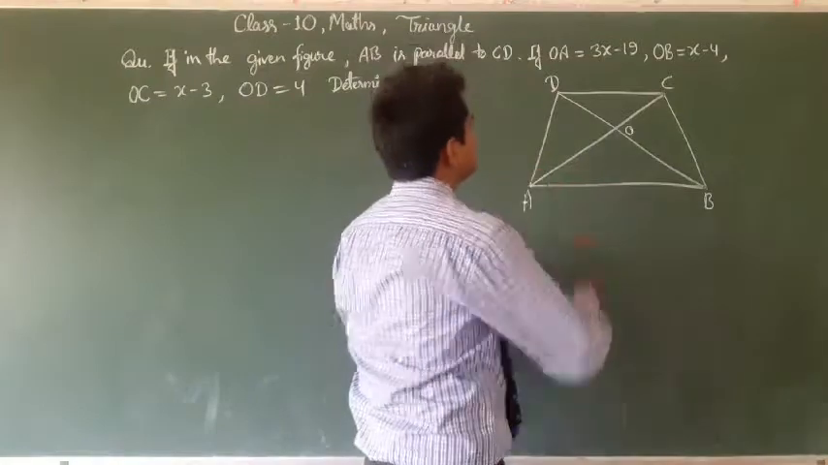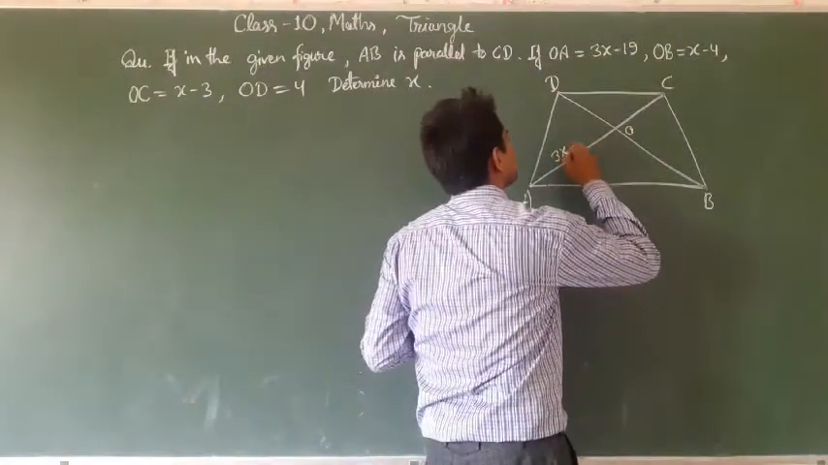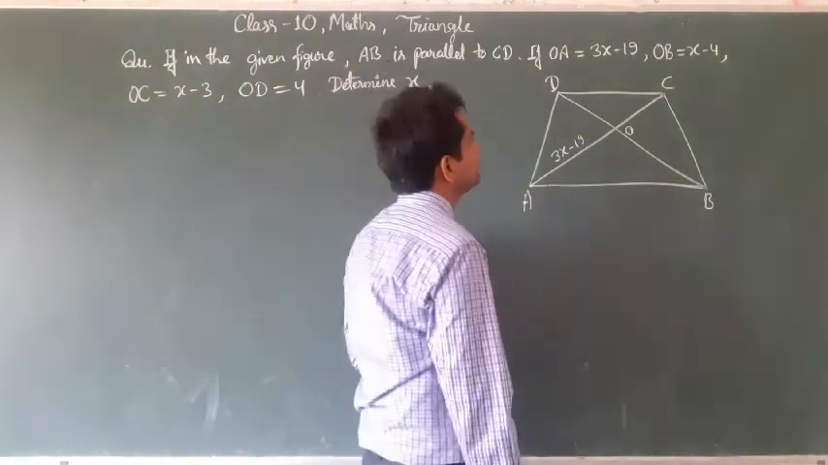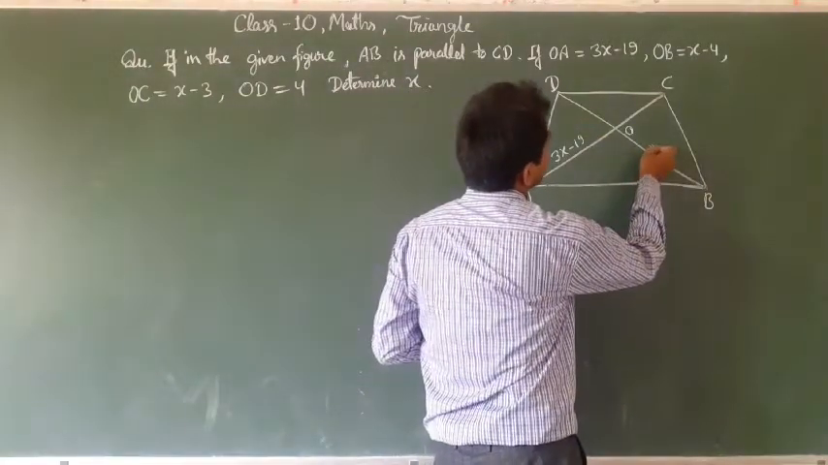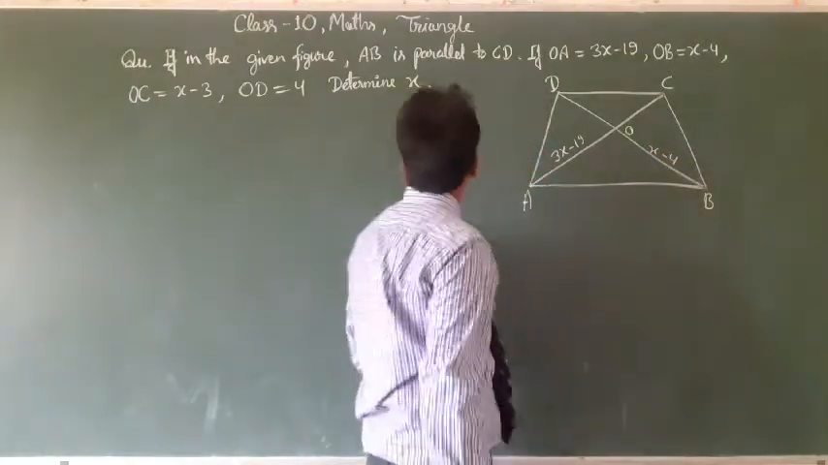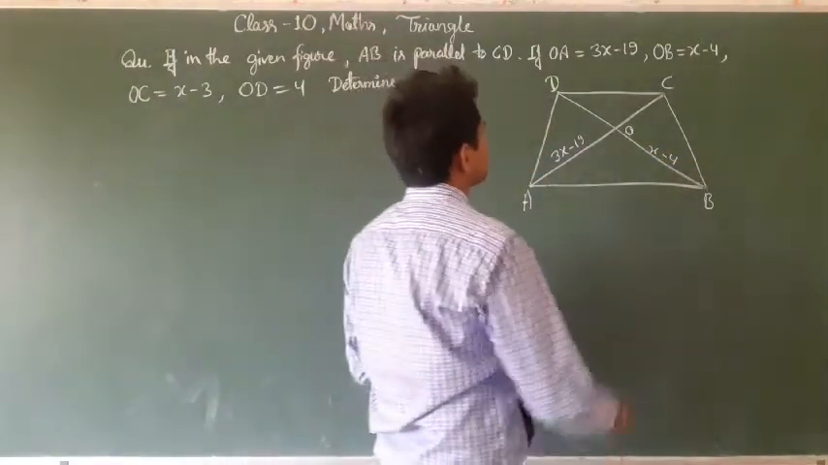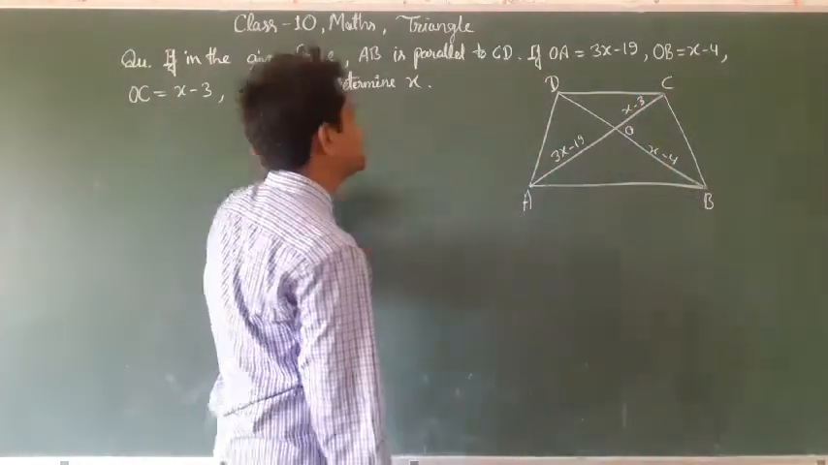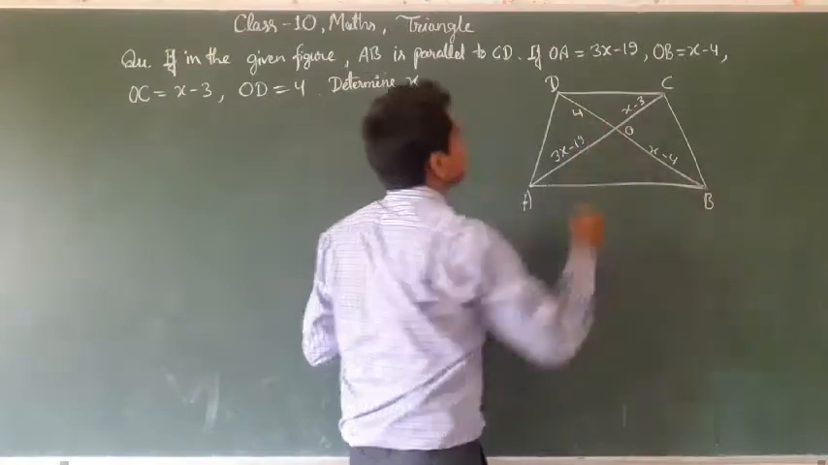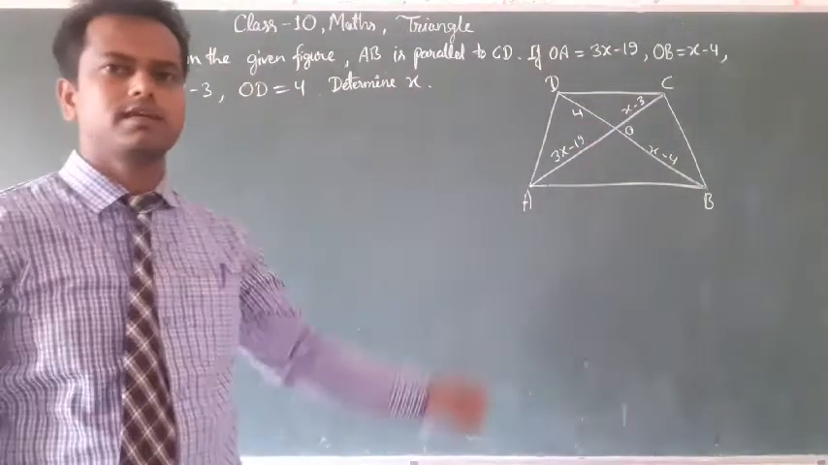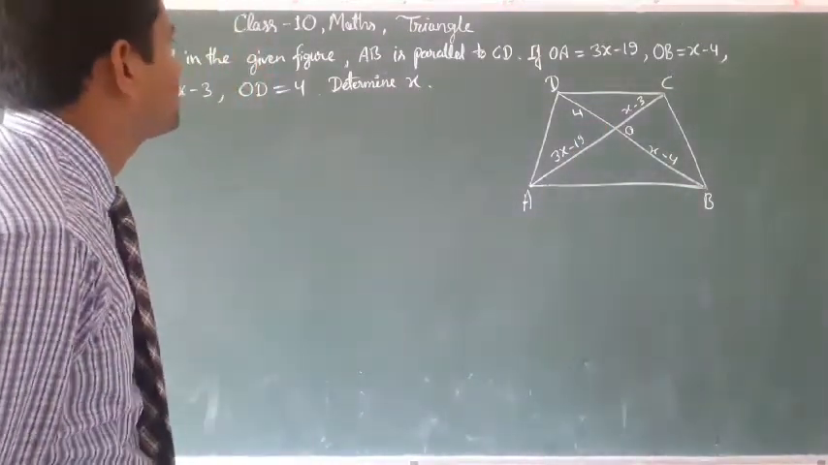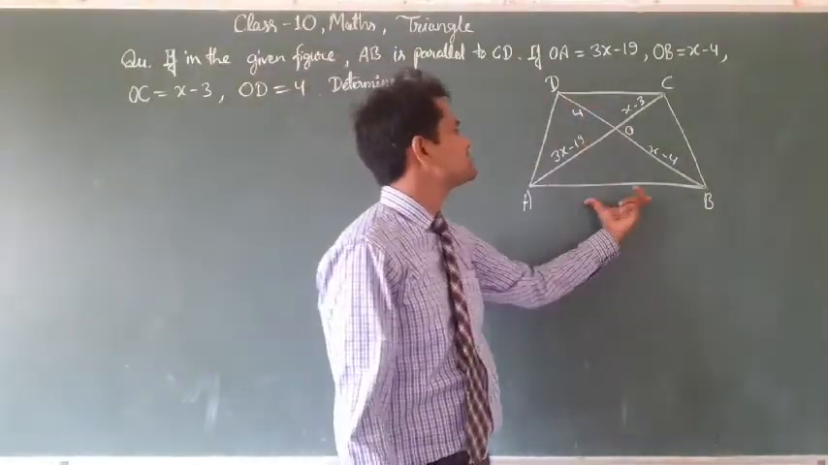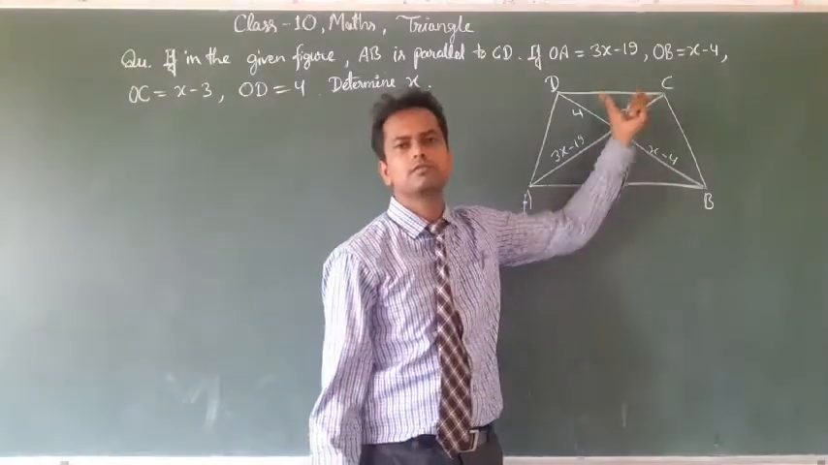So OA is given as 3x minus 19, OB is x minus 4, OC is x minus 3 and OD is 4. So that is the given figure. In this figure, AB is parallel to CD. It means AB is parallel to CD.